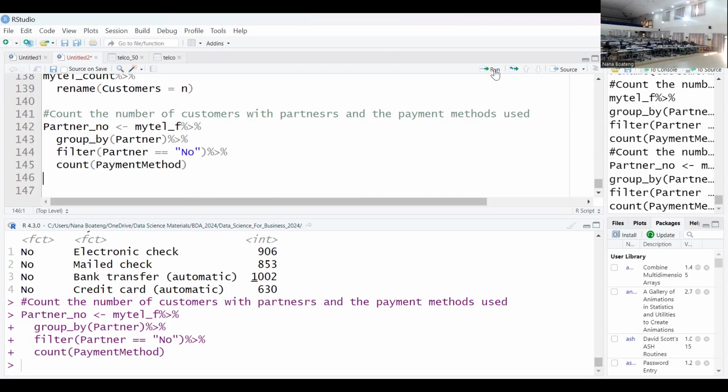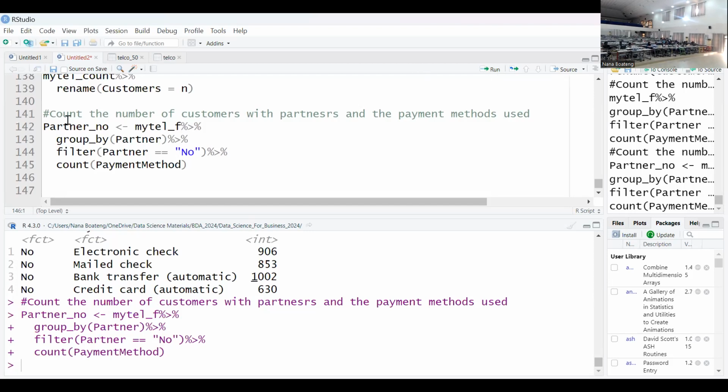So that means those without partners, a lot of them use bank transfer. Okay. So if you are reaching out to such customers, as much as possible, you want to offer them the opportunity to use bank transfer to do their payments. All right. So with this insight, you have a way of treating that particular type of customer. Right. So let's do that for those who have partners.